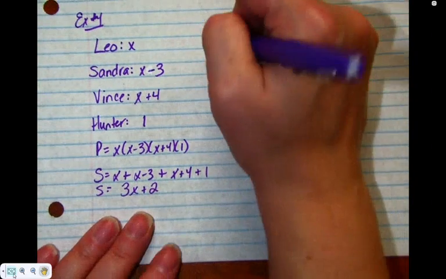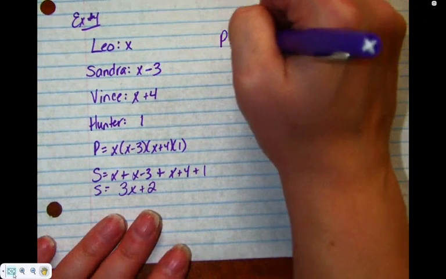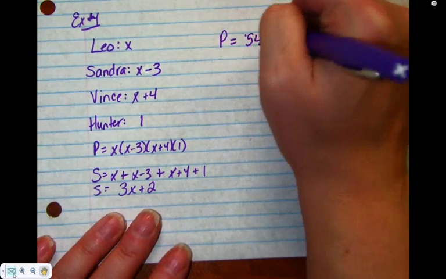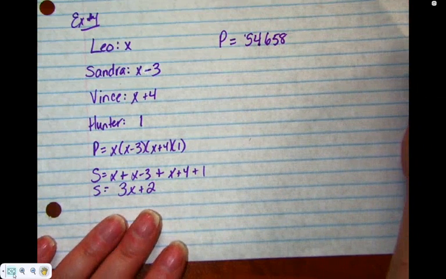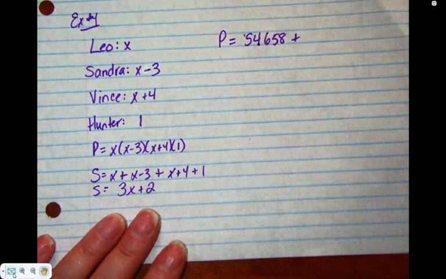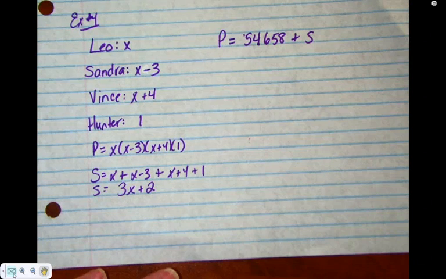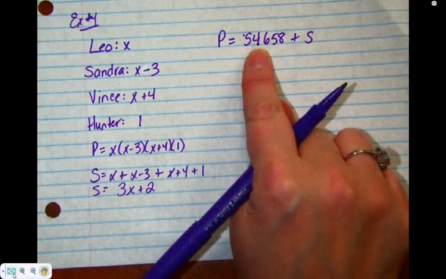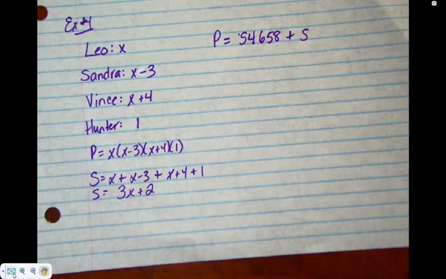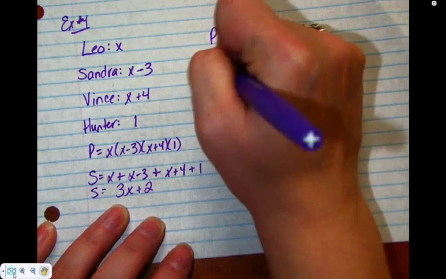Okay, so the product is 54,658 greater than, what does that mean? It means add to the sum. So I just translated that sentence. The product is 54,658 greater than the sum. Do I have the product? Well, I have an expression, so I can put that on the left.